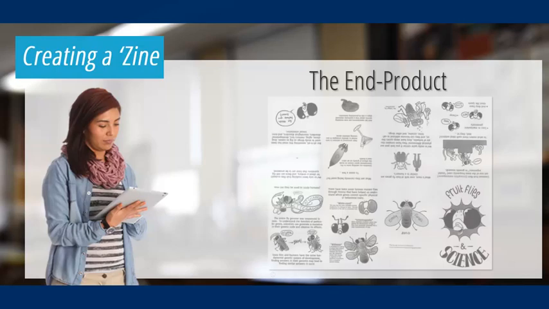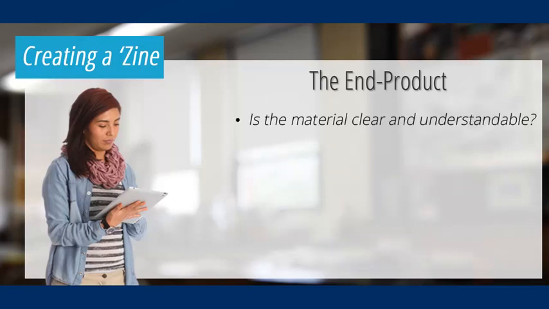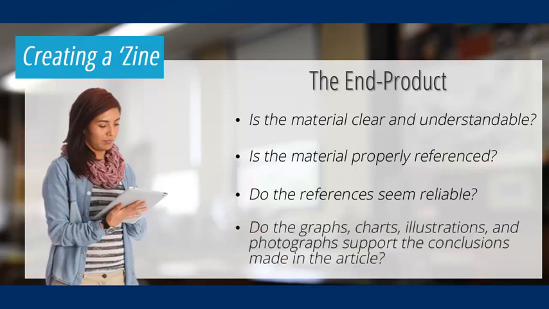Once students' zines are complete, they can share their work with others and evaluate one another's work according to a rubric that includes the following. Is the material clear and understandable? Is the material properly referenced? Do the references seem reliable? Do the graphs, charts, illustrations, and photographs support the conclusions made in the article?